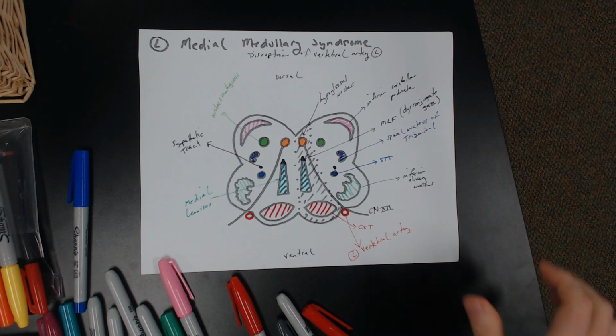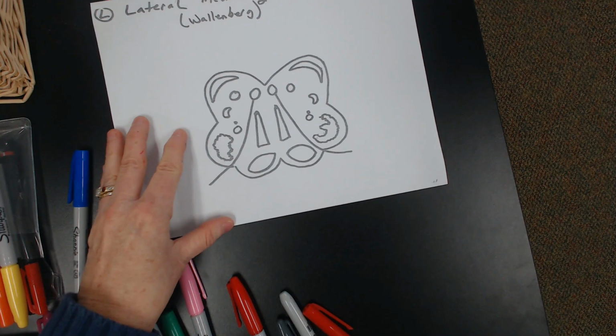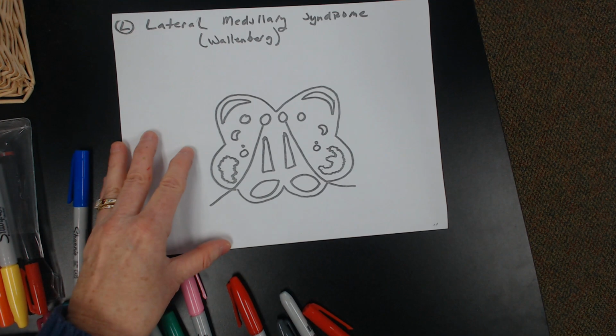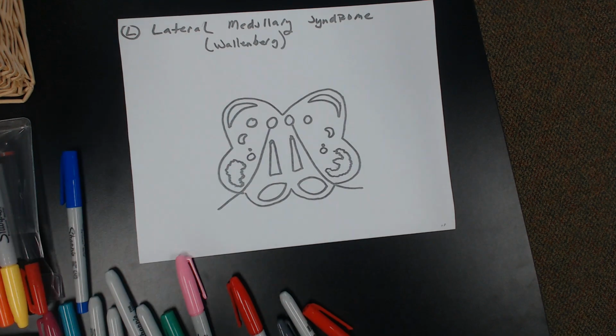All right, moving on. This one's left medial medullary syndrome. We can at least label it before we take a break, but let's look at the lateral medullary syndrome. Lateral medullary syndrome is probably going to be your most common that you'll see clinically. It's so common it has its own name. It's called Wallenberg's, W-A-L-L-E-N-B-E-R-G. So if you hear Wallenberg syndrome, most people will probably say lateral medullary syndrome. Those are the same words.